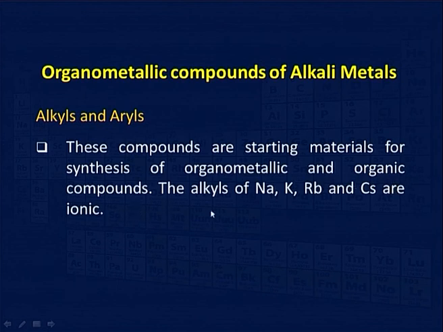and organic compounds. The alkyls of sodium, potassium, rubidium and cesium are all ionic in character, that is, they exist as R negative and M positive. That is, if you have, say, potassium alkyl, potassium will bear a positive charge and alkyl will have a negative charge on it.